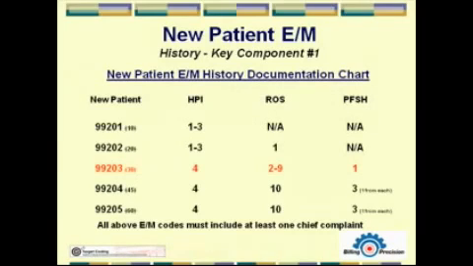Here's a quick chart summarizing the codes. You'll see we just went through a 203. Now, this is just the history. There are 3 key components to billing out new patient codes. Key component number 1 is the history, component number 2 is the exam, and component number 3 is medical decision making. Here we have just the history, 203. You'll see it's about 30 minutes. 1 chief complaint, 4 HPIs, 2 to 9 systems being reviewed, and 1 PFSH.